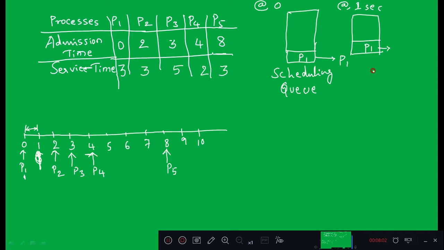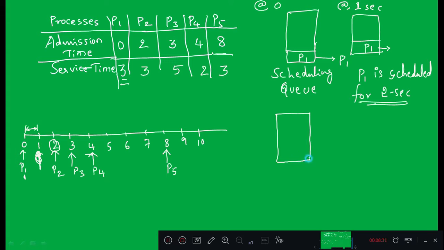For what amount of time has P1 executed? P1 is scheduled for 2 seconds now, right? So it will complete its execution after 3 seconds. If it gets the CPU for 1 more second, then it will finish its execution, right? But in the timing diagram you can see, at 2, P2 is entering the computer system. That means whenever a new process comes, that will be scheduled first, and the preempted process will be kept after the fresh process, right?